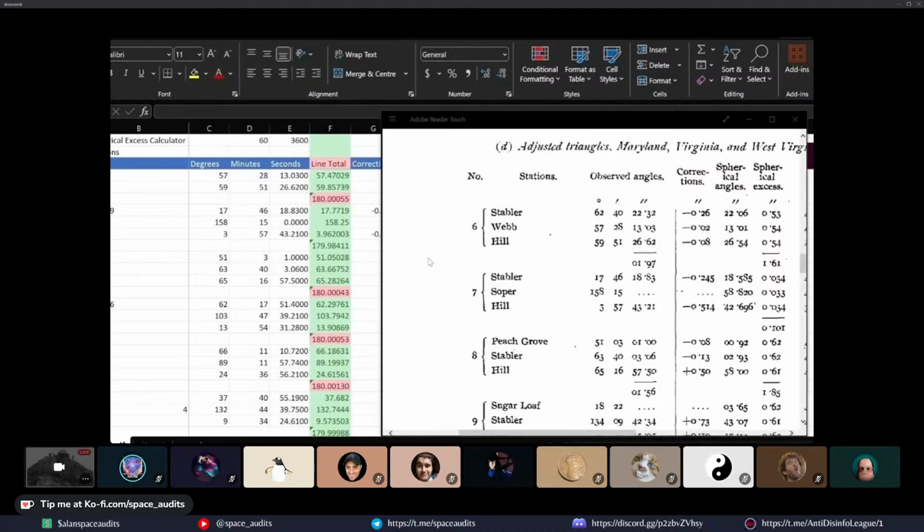Right, so a quick tutorial on this. They're doing degrees, minutes, seconds. So what we do is, let's see, this one is 17, 46, 1883. I think I have it plugged in over here. 17, 46, 1883. So I have this all set up to do that. Plug it right in, you get 179.9841111.